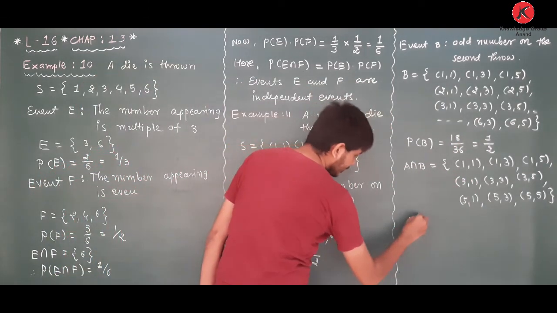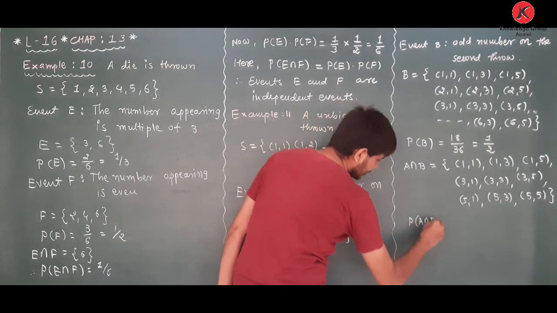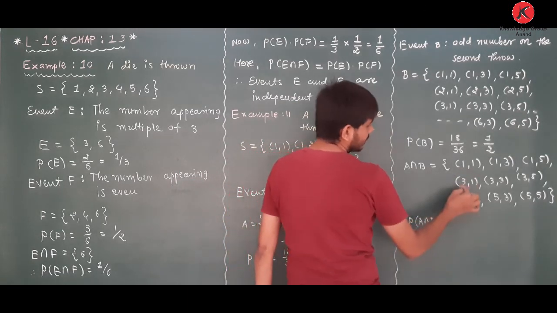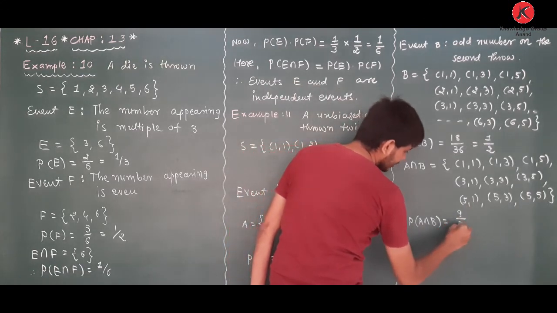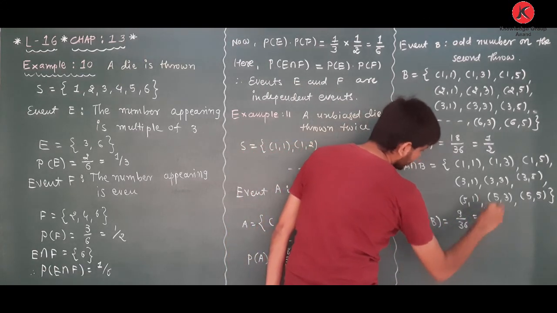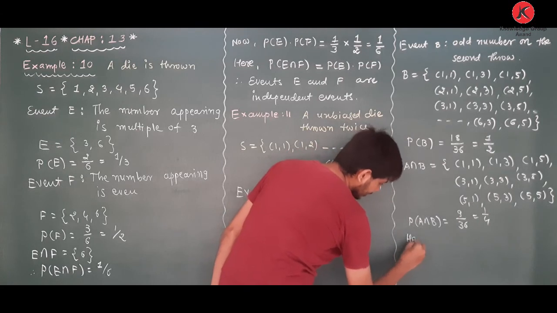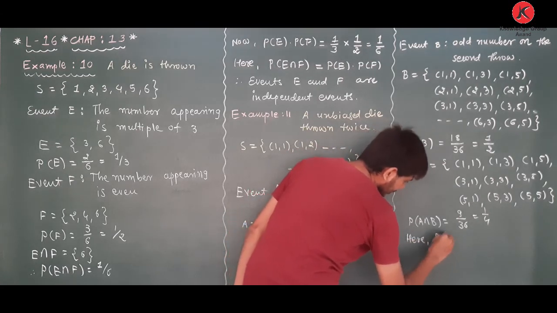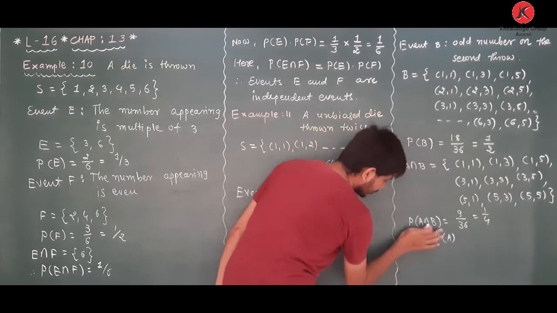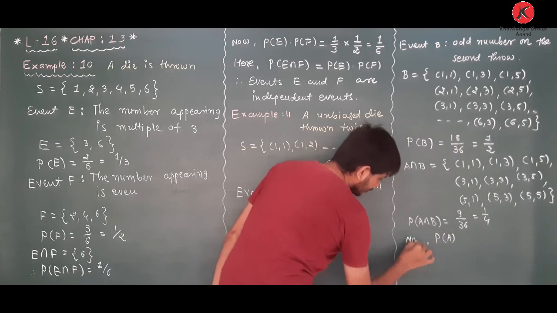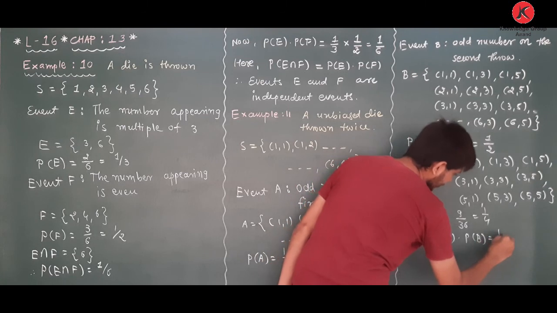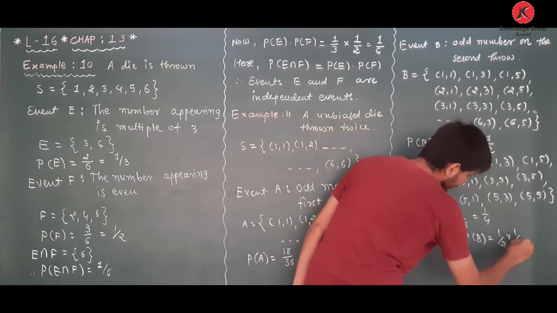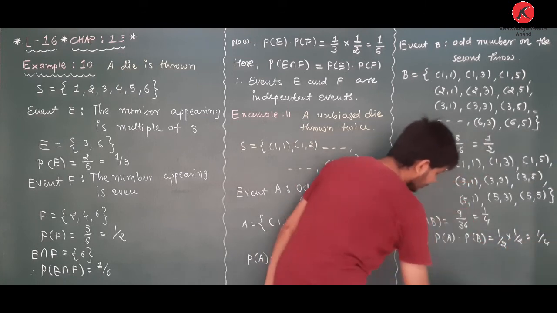Now what is the probability of A intersection B? The probability is 3 3s are 9. 9 by 36 means 1 by 4. Now check here the probability of A into probability of B. We are getting 1 by 2 into 1 by 2, which equals 1 by 4.